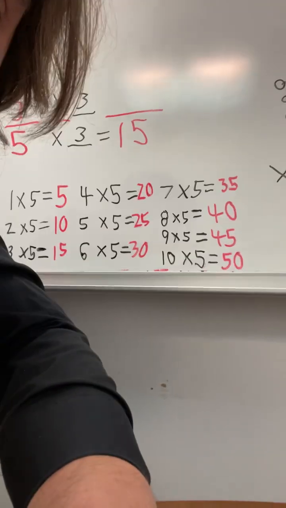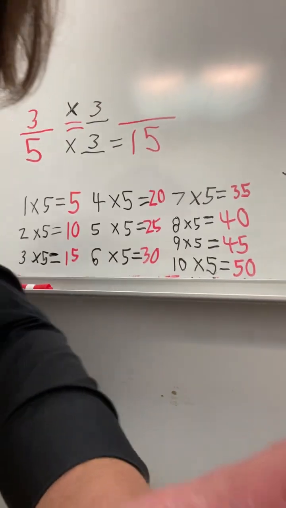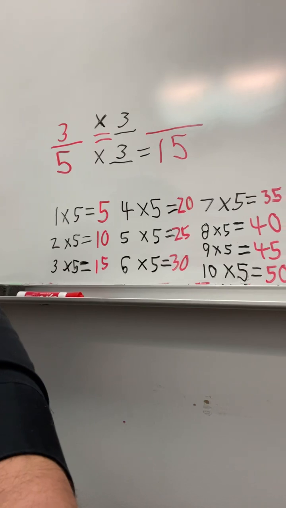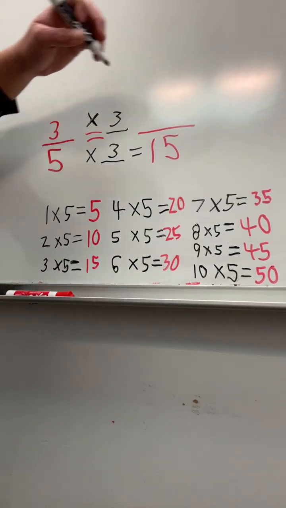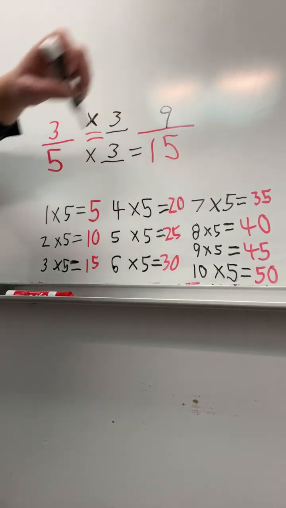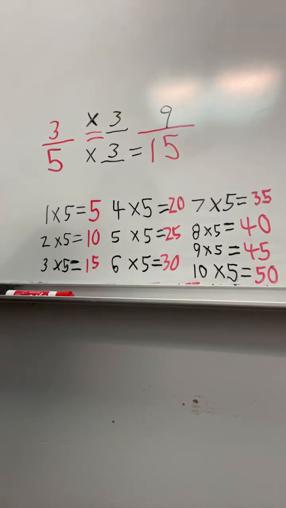So now going back here to the conversion, 3 times 3 equals 9. So we have now converted 3/5 to 15ths. 3/5 is equivalent to 9/15.